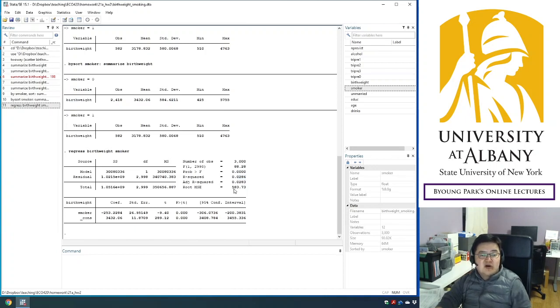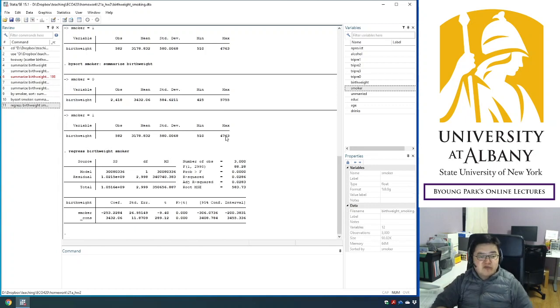And also, this is the root mean squared error, which is called the standard error of the regression, and it is 583, which is very similar, somewhere in between these two guys. So it's close. It's not exactly the same, but closely related to this and this. So they are related. And this is how we interpret the regression result.